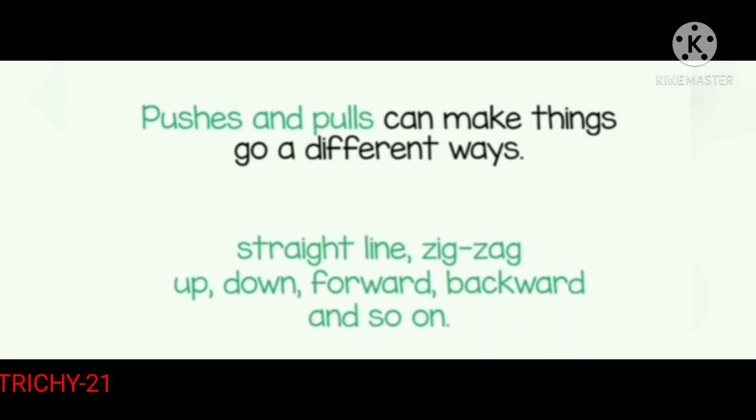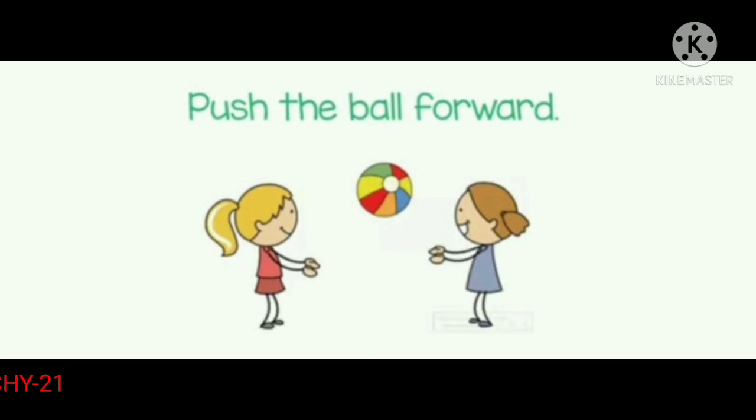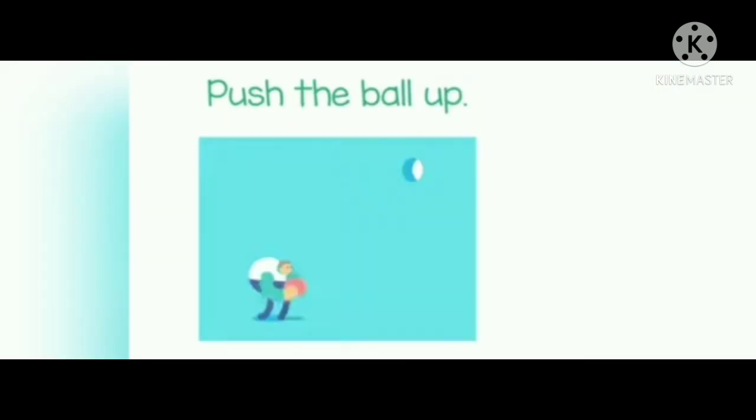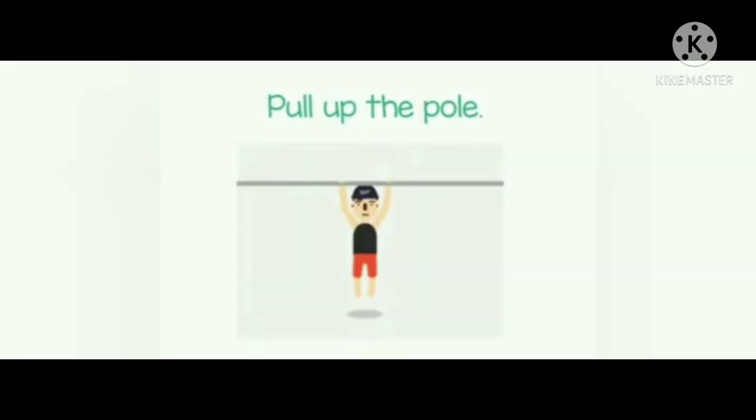Okay, have you understood, children? Straight line, zigzag, up, down, forward, backward, and so on. Push the ball forward. Pull up a tissue. Another one, push the ball up. The next one, pull up the pole.